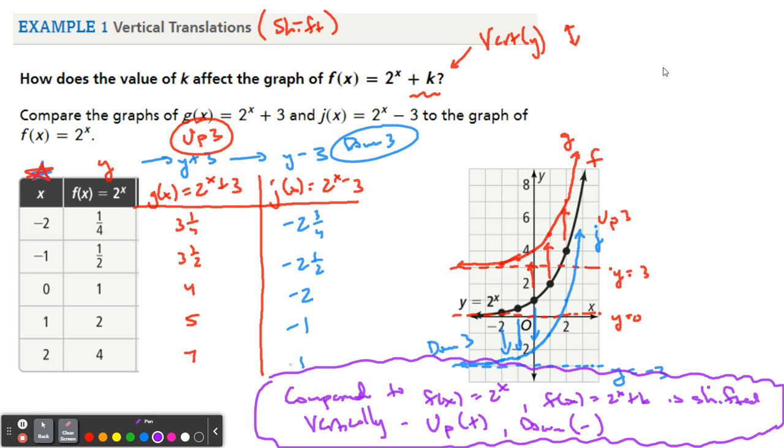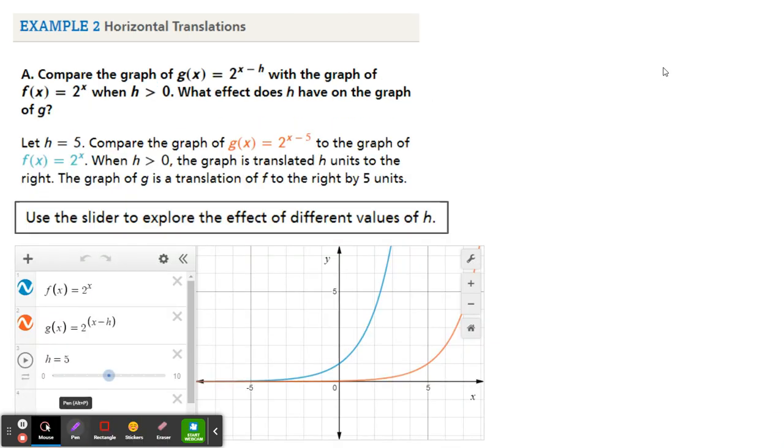Okay, so that's our vertical translations. Now we're going to spend a little more time on horizontal ones because they're a little bit different, okay? So it says compare the graph of g of x equals 2 to the x minus h with the graph of f of x equals 2 to the x when h is a positive number greater than 0. What effect does h have on the graph of g?